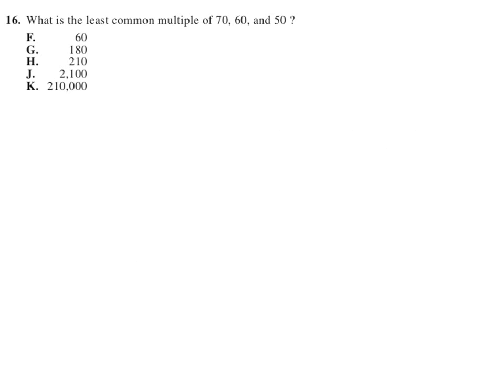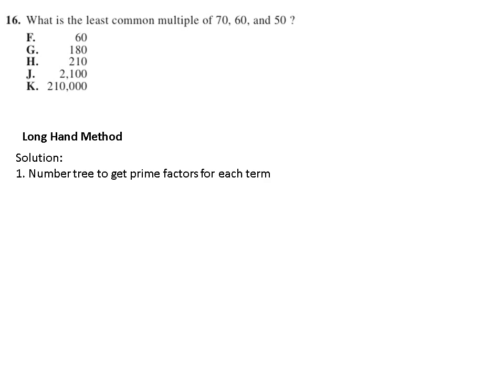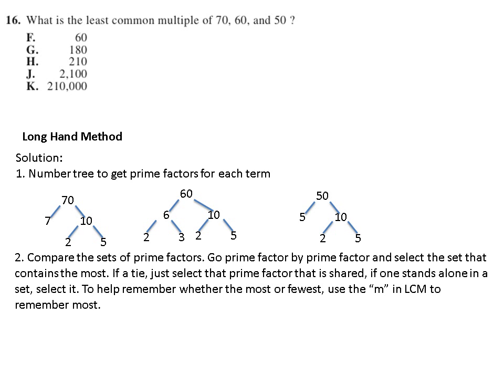So let's say you don't have a calculator that does this fancy function. So the longhand method of doing this is, step 1, you make a number tree to find all the prime factors of each term you're interested in, like so. And then what you're going to do is line up the factors. And the easiest way to remember how to do this is the following.